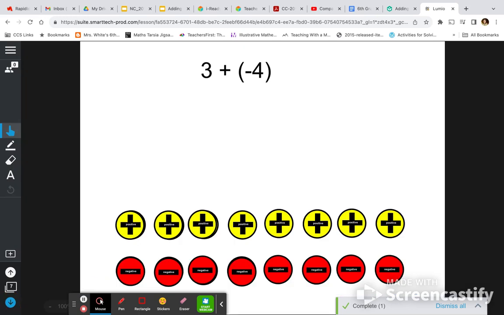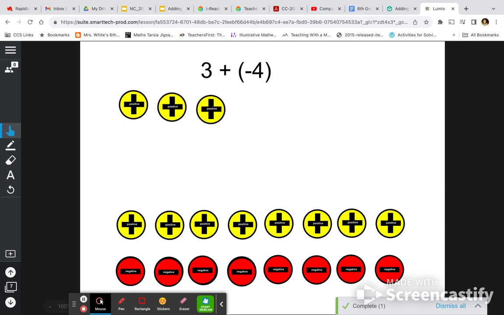So here I have 3 plus -4. Okay, so for this problem, we have 3, and then we're adding a -4 to this. So again, you may use a number line if you would like. You can use counters if you have them, or you can always draw pictures, okay? You can always draw a picture. So for this, positive 3. So I am going to put 3 positive chips up here. And then I am going to combine that with a -4, okay?